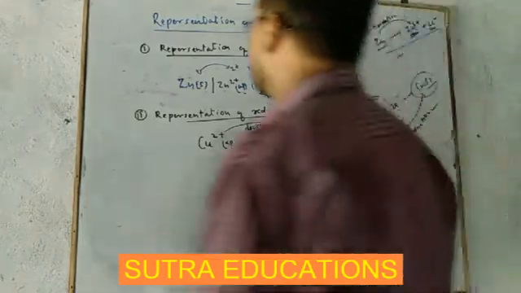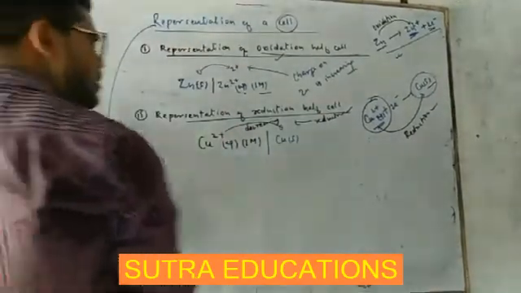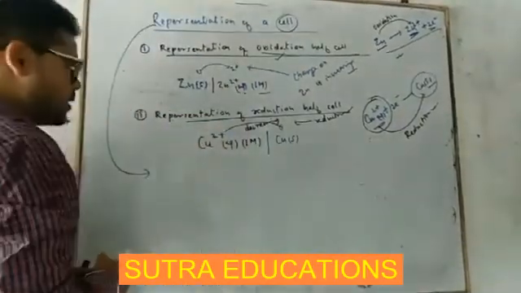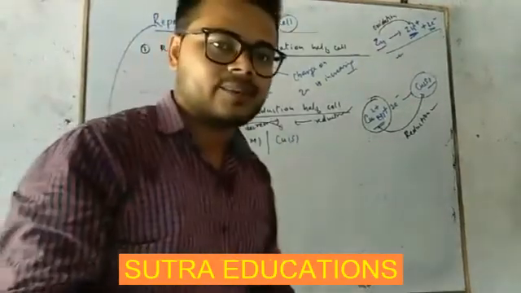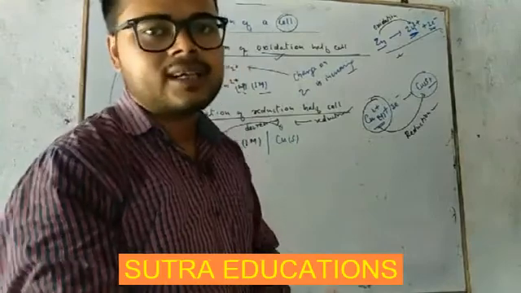So now it is the representation of a cell. Representation of a cell means what? Both the oxidation half cell plus the reduction half cell. At first you have to write the oxidation half cell, then you have to write the reduction half cell.